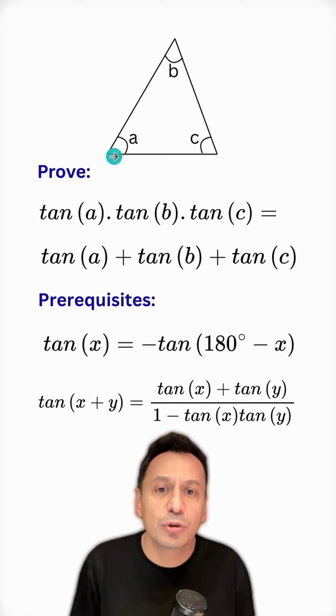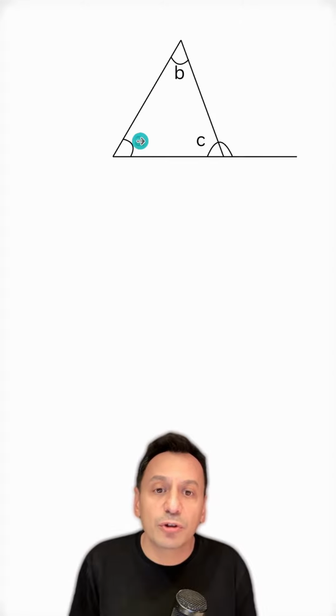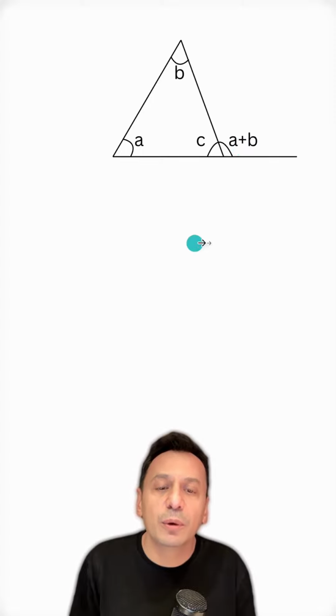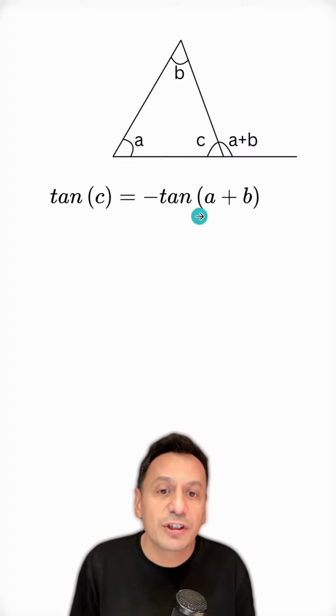The first thing I'll do is extend the base of this triangle. Since the sum of two interior angles of a triangle is equal to the exterior angle that is not adjacent to them, I can write a plus b here. Now I'm going to use my first piece of preliminary information. That is, the tangent of C is equal to the negative of the tangent of a plus b.